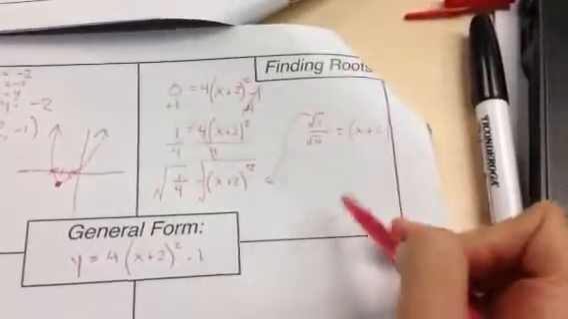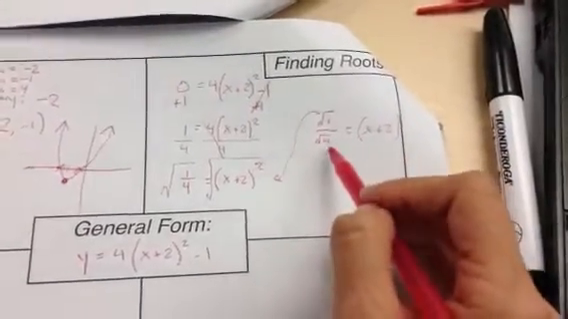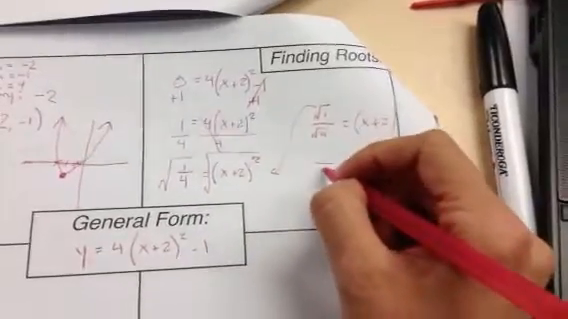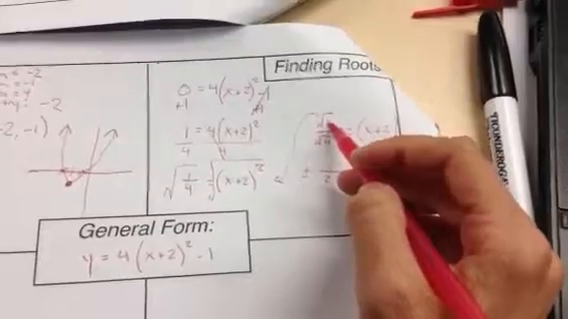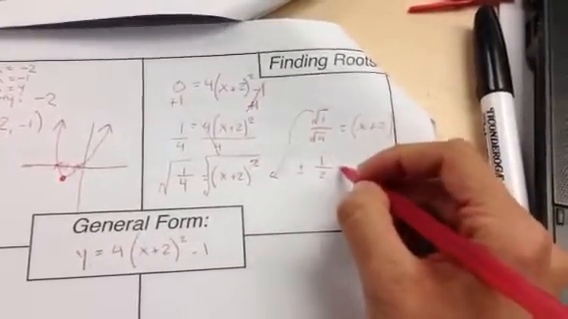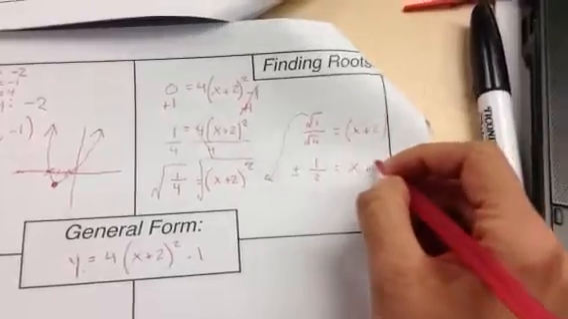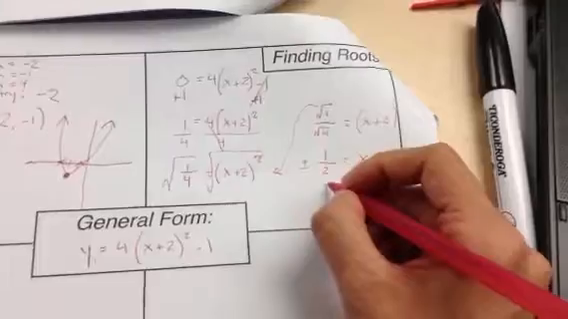Now the square root of 1. I know, first of all, the square root of 4. I know 2 times 2 is 4. So the square root of 4 is 2. And this is going to be plus or minus. Square root of 1, I know 1 times 1 is 1. So the square root of 1 is 1. So I have one last step to get x alone. I subtract 2 to both sides. So now I'm going to have two different answers.